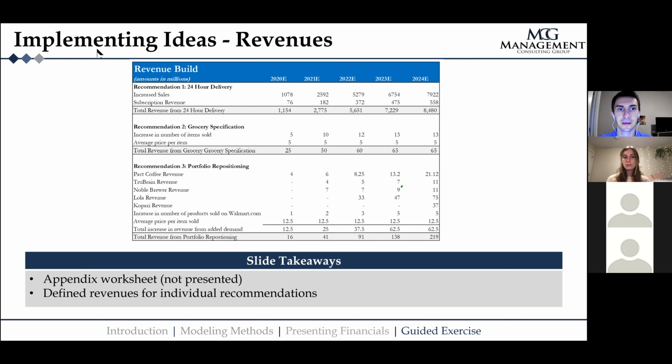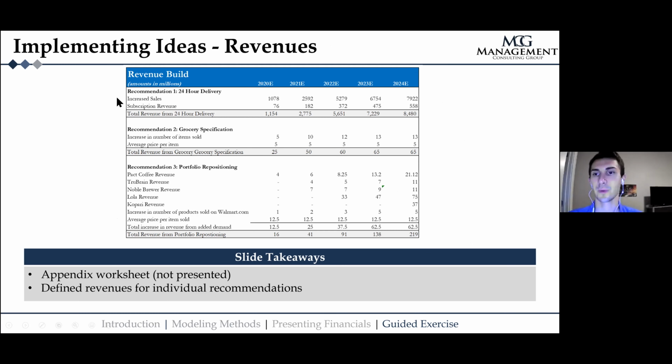For revenues, same kind of thing. We looked at increased sales and subscription revenue. Of course, increased sales isn't really revenue from the recommendation, but we didn't want to show it at such a massive loss, right? Directly, 24-hour delivery does not lead to these increased sales, but we were saying that since there was 24-hour delivery, more people would be wanting to use Walmart, use the service, and as a result, there'd be more sales. So you can think like that as well.